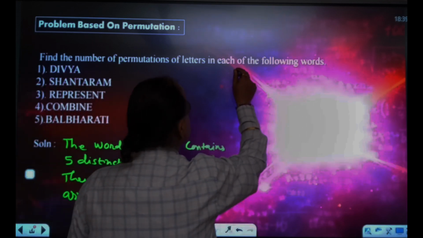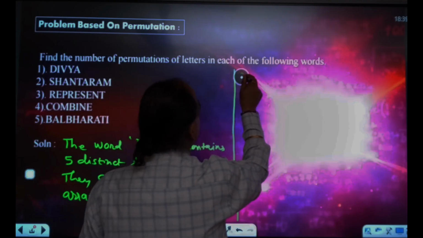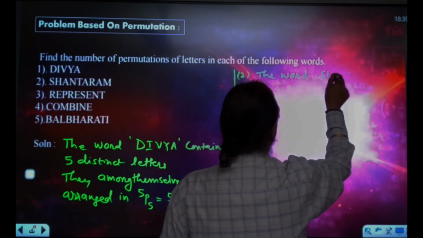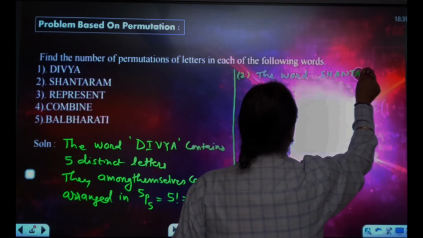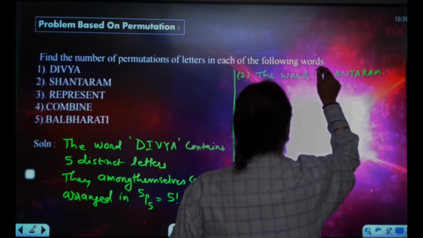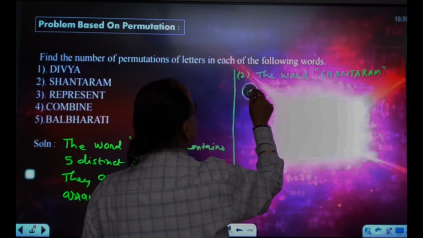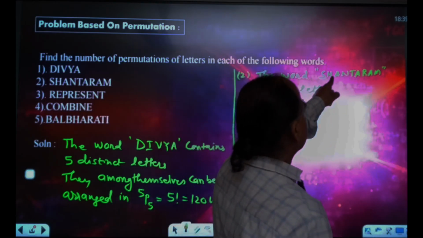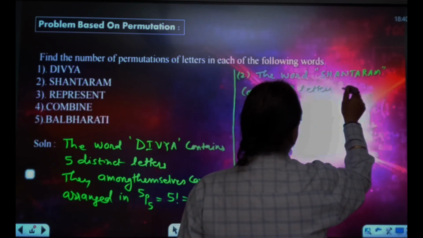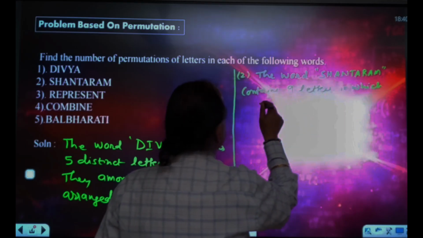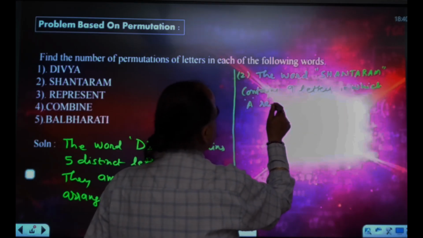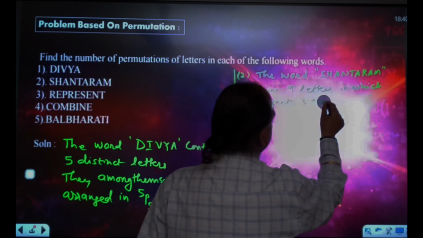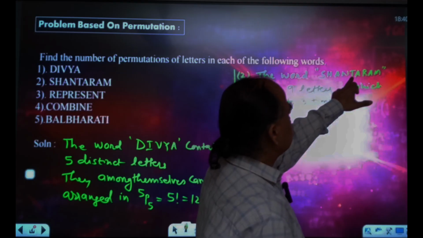Second is what? Shantaram. The word Shantaram contains 9 letters, 1, 2, 3, 4, 5, 6, 7, 8, 9, in which A repeats 1, 2, 3 times. Any more? H, N, T, okay, no more.